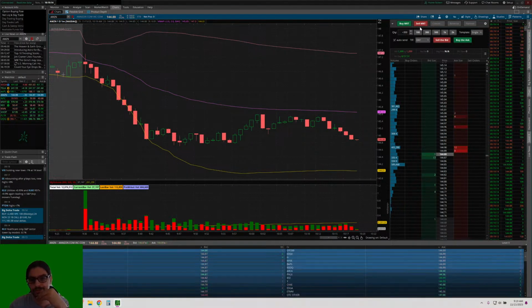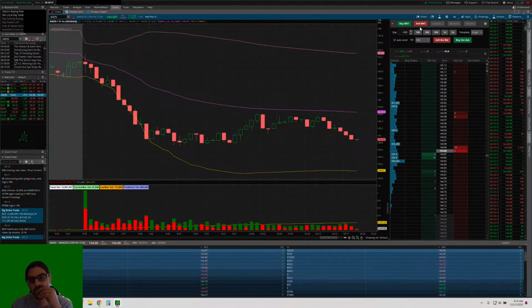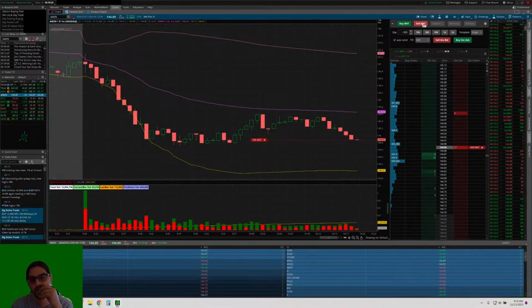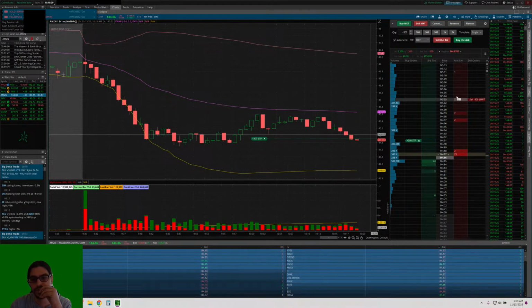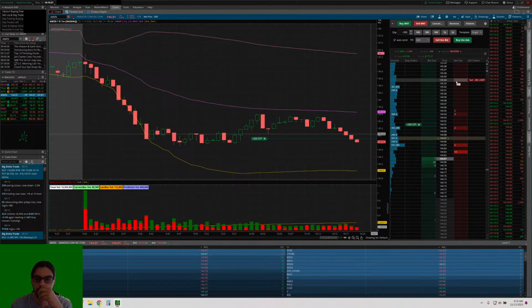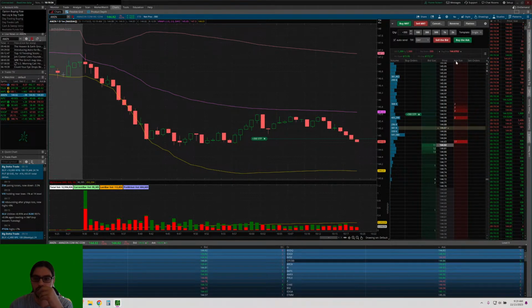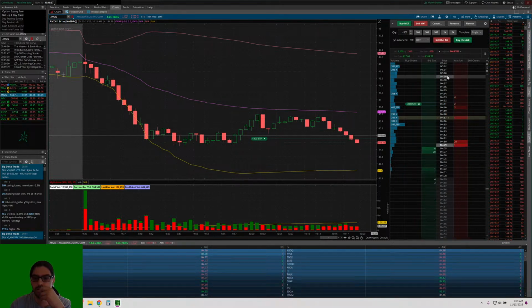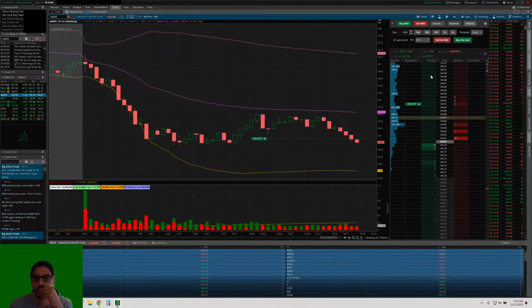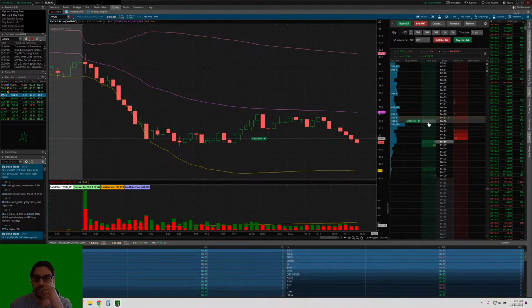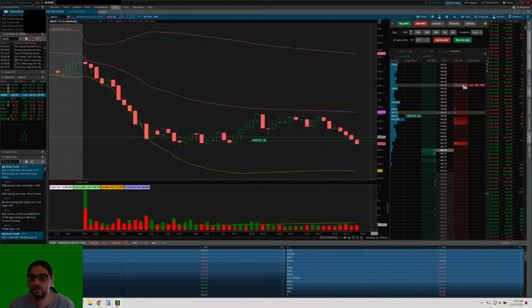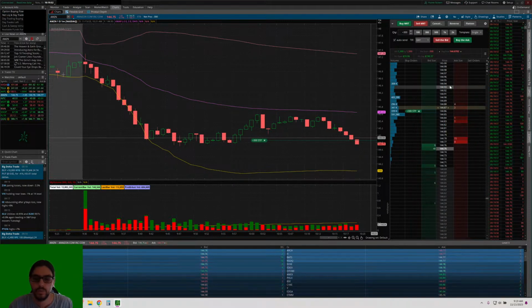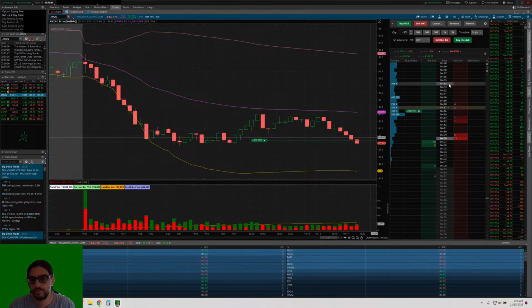Thinking about taking a short here. Super close stop loss. Think about putting insurance. We put insurance in, so we can't lose now. We're at a new high as of right now. Perfect.